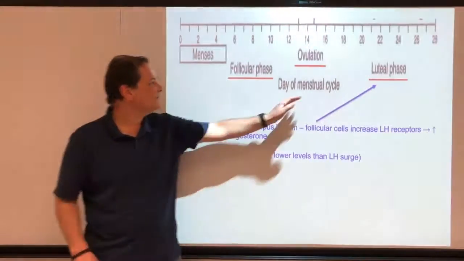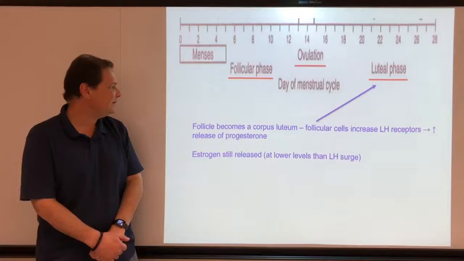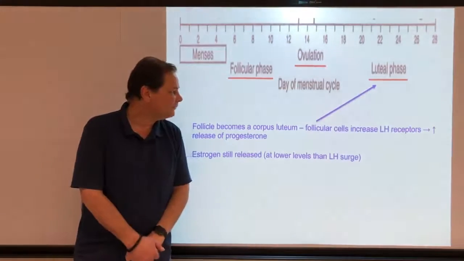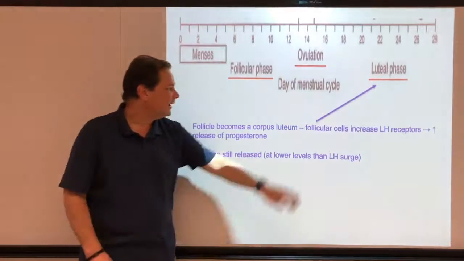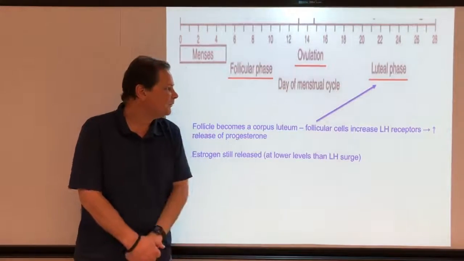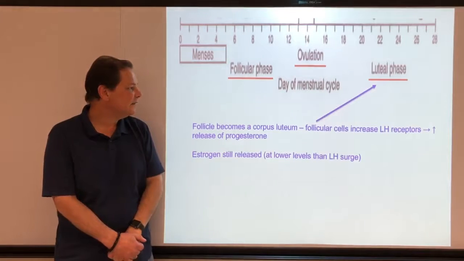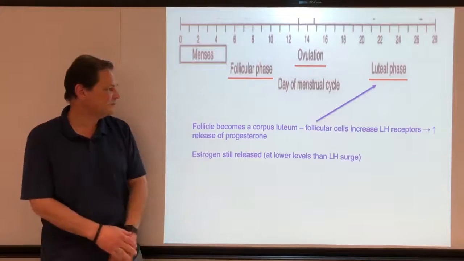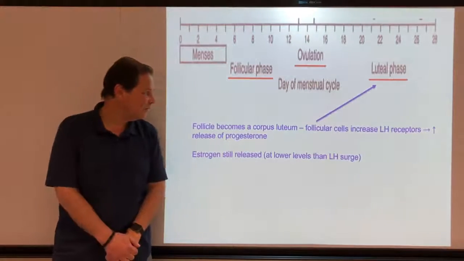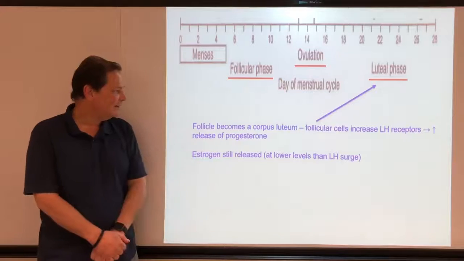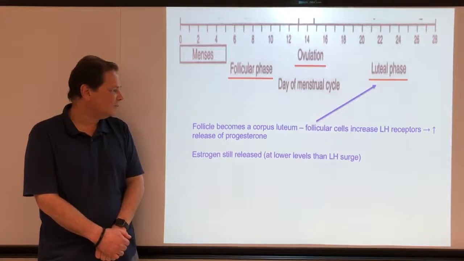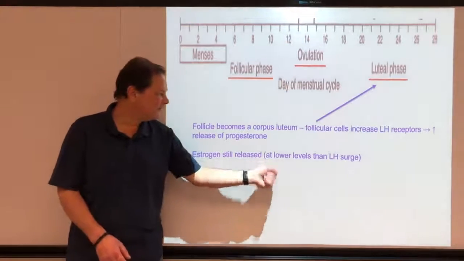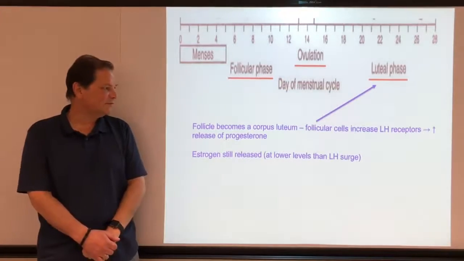So after ovulation, we will enter the luteal phase. This is where the follicle becomes a corpus luteum. The granulosal cells increase the number of LH receptors, and this increases the release of progesterone, and I'll show you why that happens and how. And you get a pretty large increase in progesterone during this period, and estrogen is still released at lower levels than the LH surge.